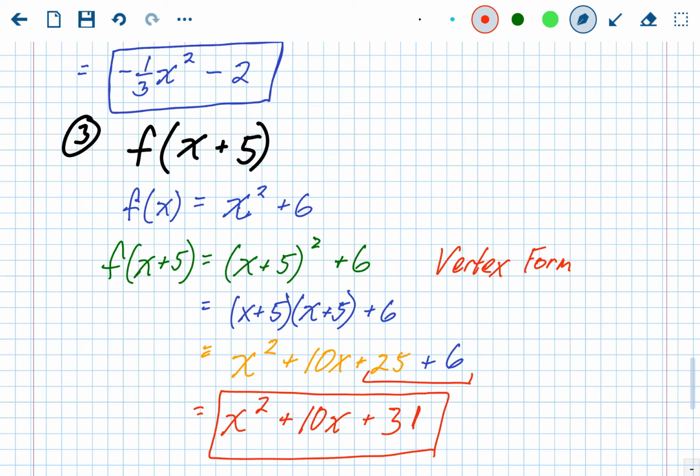So again, if you take our original x squared plus 6 and you shifted it over 5 units to the left, we didn't mention that, but the plus 5 shifts it left 5 units. So if you took the original function and went left 5 units, this is the new function. That's the new one that we would have.